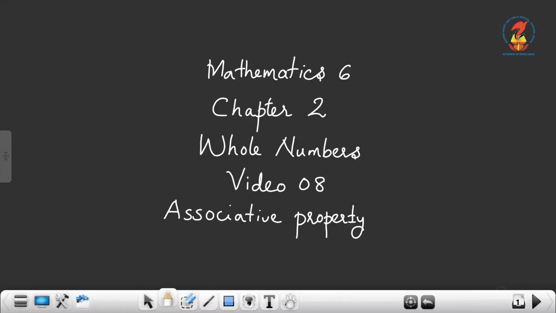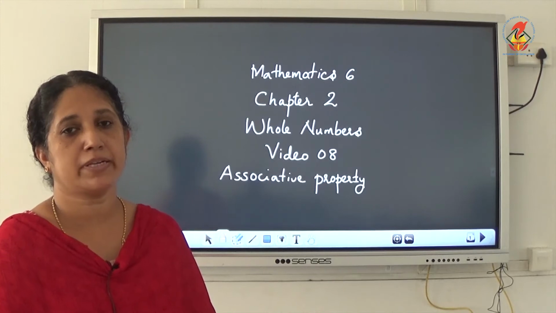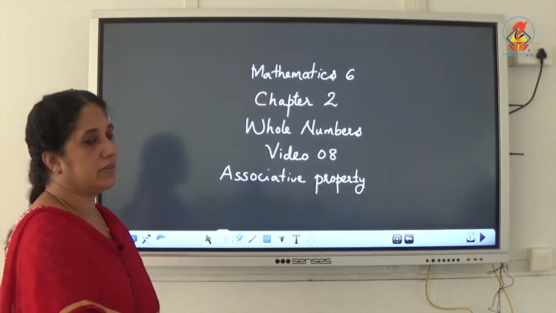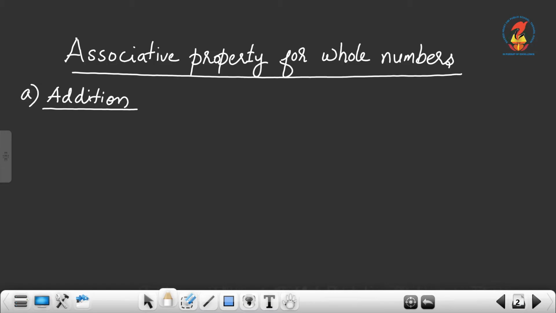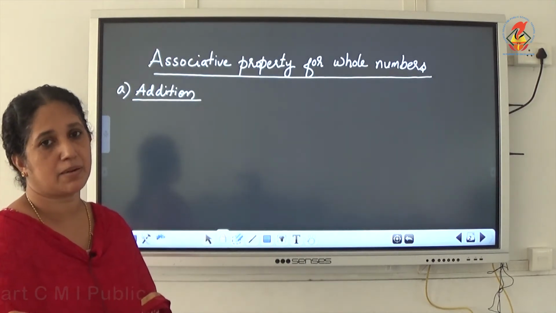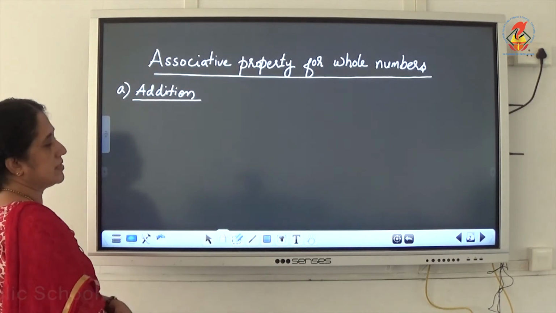Hello children, welcome back. We already discussed the closure property and commutative property for whole numbers. Now the third one is associative property. Associative property for whole numbers. Here also we have to consider 4 basic operations: addition, subtraction, multiplication and division. Now we will consider addition.